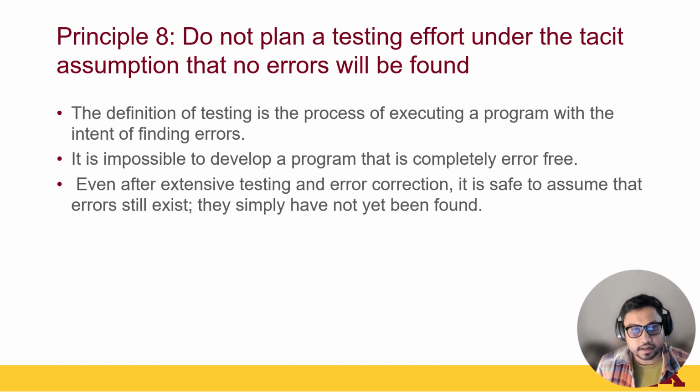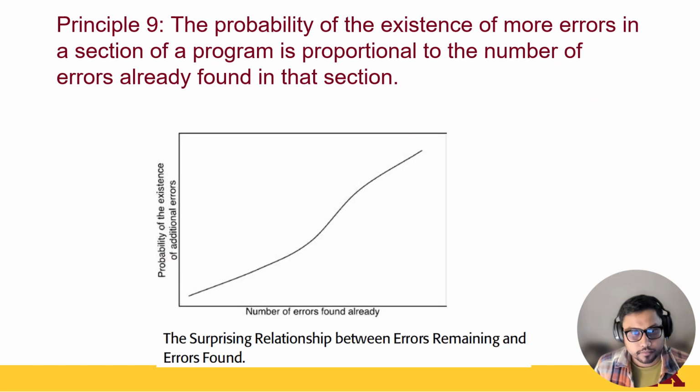This principle encourages a healthy mindset. Finding errors is success, not failure. This principle states that the probability of the existence of more errors in a section of a program is proportional to the number of errors already found in that section.